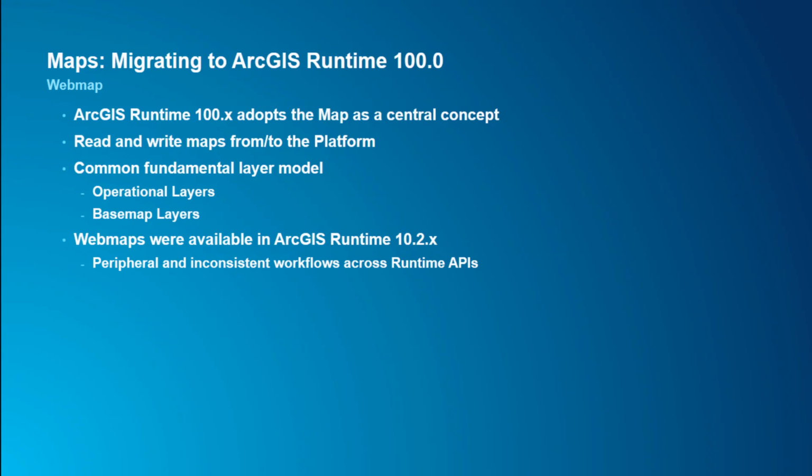For web maps, ArcGIS Runtime 100 is a bigger change because it firmly adopts the web map, or the map, as a central concept of the API. So although we could work with web maps in 10.2x, it was always a slightly peripheral workflow, and the support varied across the different runtime APIs. With 100, the API redesign firmly puts that map at the center of the application. So you have a map and a map view, and the content within the map matches that fundamental layer model within the web map as well. So you work with operational layers and base map layers as well.